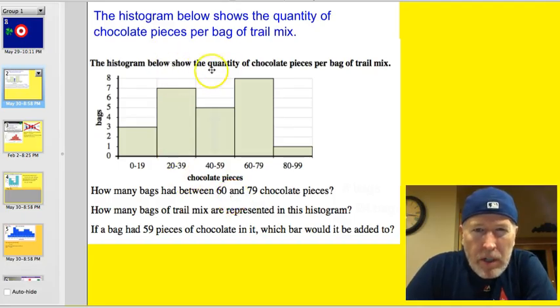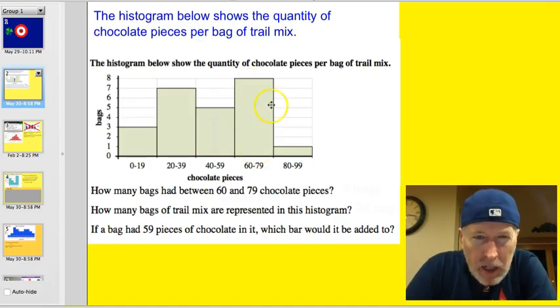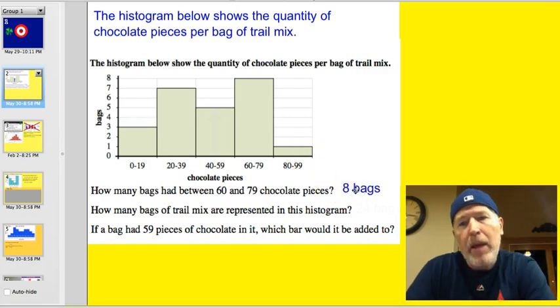I rewrote this here because this was ungrammatical, but let's see, we have the bags on this side, and this would be from 0 to 19 pieces of chocolate, 20 to 39, 40 to 59. It looks like an interval of about 20. So 60 to 79. If I look at that, it looks like there's 8 bags. We've answered our first question. We've interpreted our first histogram.